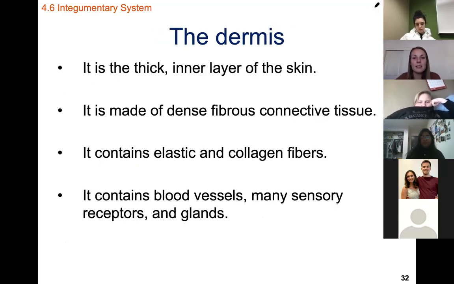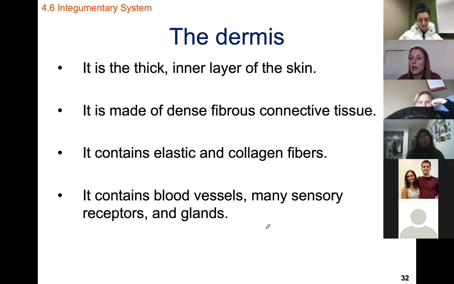The dermis is that thick inner layer of the skin. It's made up of dense fibrous connective tissue, remember, which is opposite of loose fibrous connective tissue. It contains elastic and collagen fibers. It also contains blood vessels and many sensory receptors and glands. I think of this as the workhorse of the skin, right? We've got the protective layer, and then we've got the behind the scenes that are really helping us.